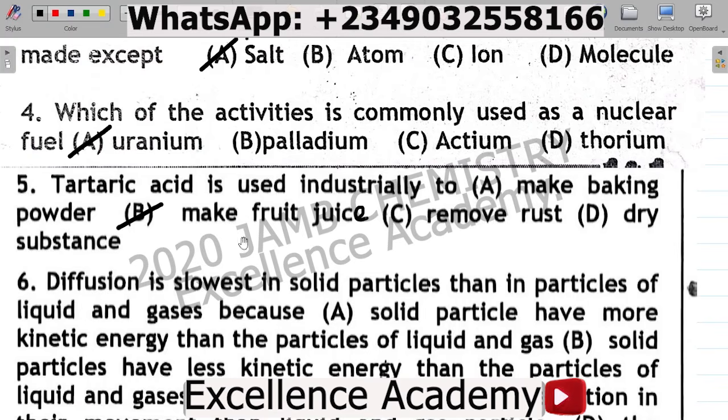Now, you want to know that tartaric acid is the acid that is gotten from orange. So this tartaric acid is actually a type of acid that we get from orange, and it is used industrially to make fruit juice. That's orange juice. So, hence, the correct answer is B. It is used to make fruit juice, and it is gotten from orange.